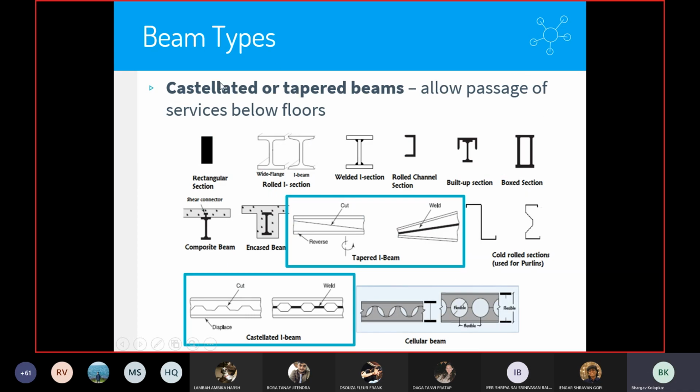Then the third type is castellated or tapered beams, which allow the passage of services below floors. I think you already have a pretty good idea of what castellated beams and tapered beams are, so I'm not going to get deep into this. But the prime objective is that these allow the passage of services below the floors. So if that is your main purpose, go for tapered beams or castellated beams.